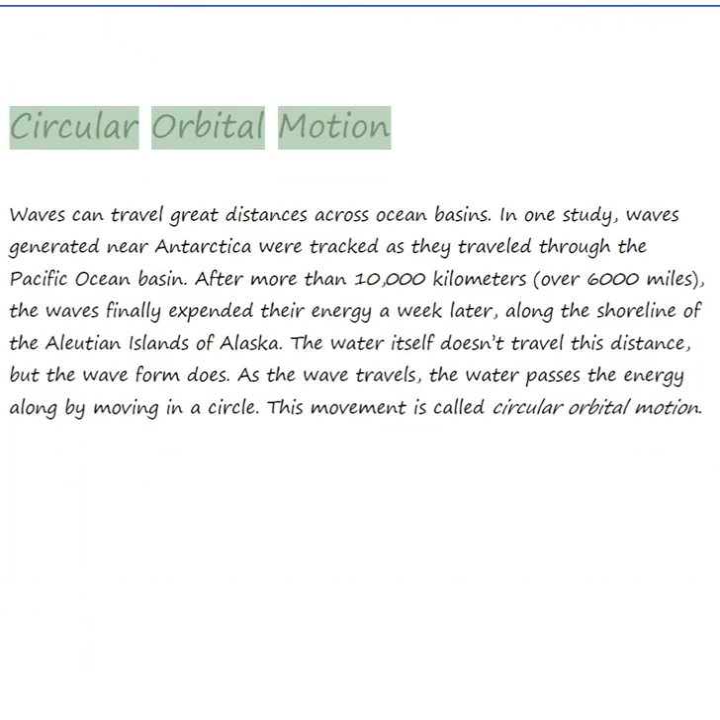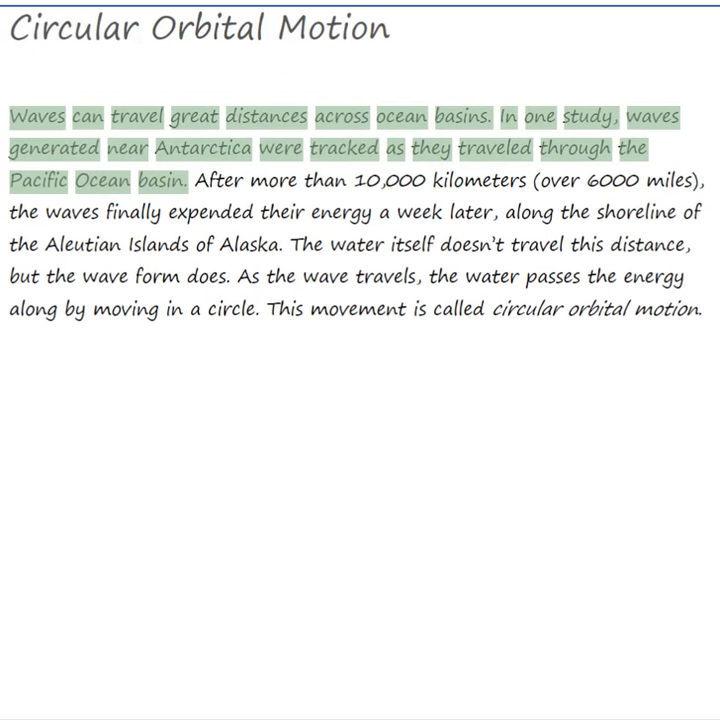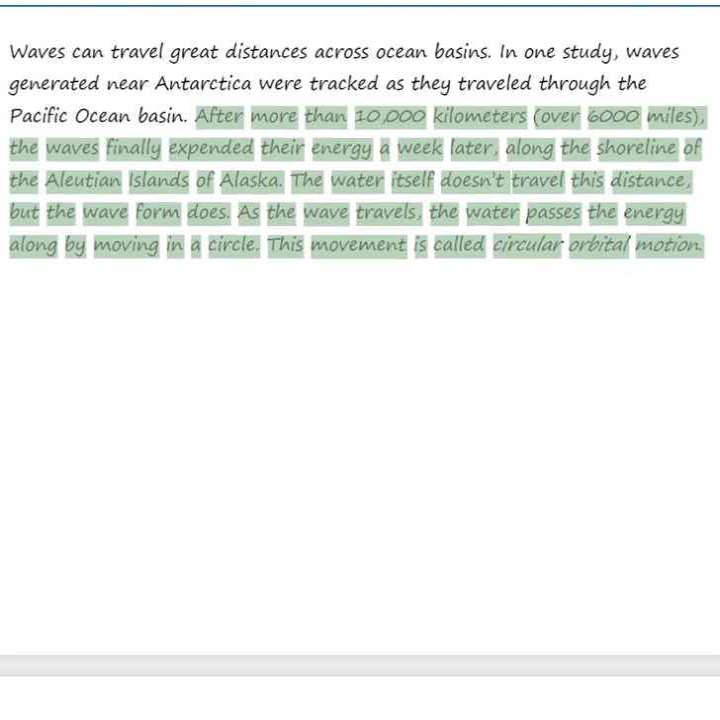Circular orbital motion. Waves can travel great distances across ocean basins. In one study, waves generated near Antarctica were tracked as they traveled through the Pacific Ocean basin. After more than 10,000 kilometers, the waves finally expended their energy a week later, along the shoreline of the Aleutian Islands of Alaska. The water itself doesn't travel this distance, but the waveform does. As the wave travels, the water passes the energy along by moving in a circle. This movement is called circular orbital motion.